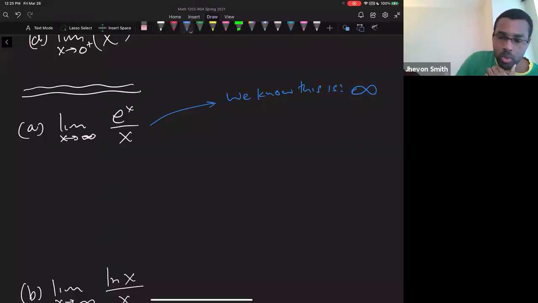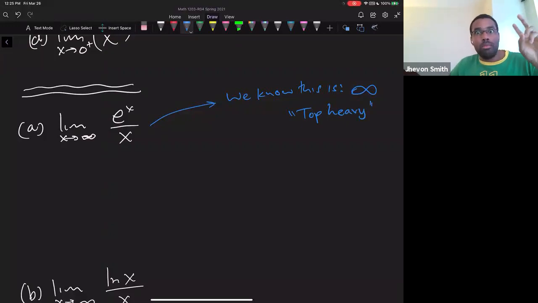But before today, what you would have done is just say, this is top heavy, right? Remember, I gave you a limit strategy that says determine it based on the behavior of the function. We know that exponentials grow faster than polynomials. The top is going to overwhelm the bottom. The bottom is very small compared to the numerator, and so it should go to infinity, right? And you would literally say top heavy. No derivatives involved.